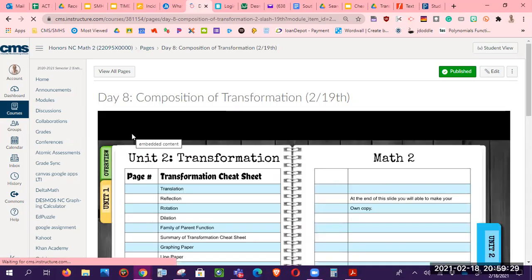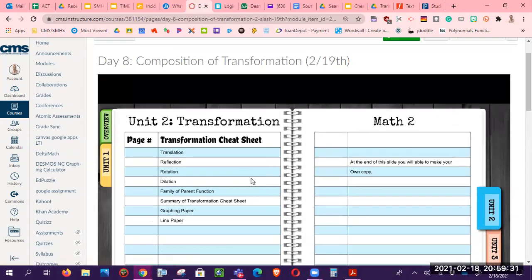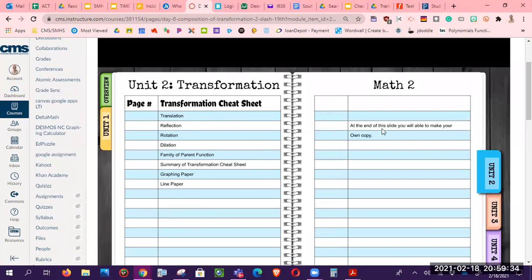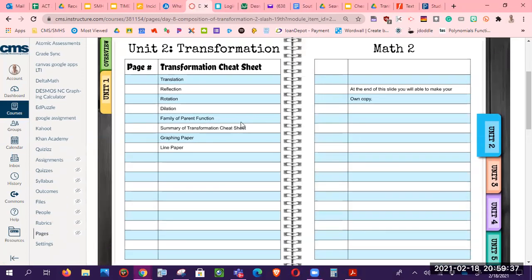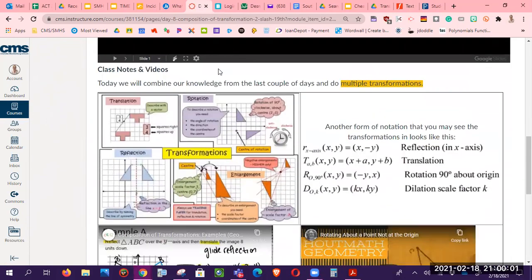I'll show you what's in the module. I have here a PowerPoint, not a warm up, but a cheat sheet. So I put all together the rules that you may use in transforming a figure. I have a translation rule, a reflection rule, rotation rule, and dilation rule. And then at the end of this PowerPoint, you will be able to have your own copy and put it in your interactive binder as well. Let me just go ahead and browse a little bit of your module.